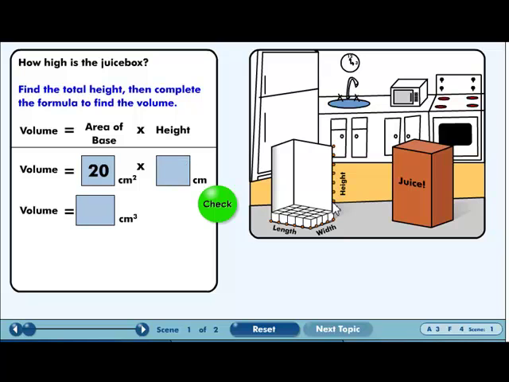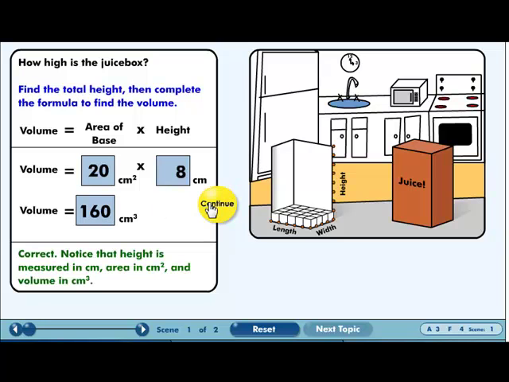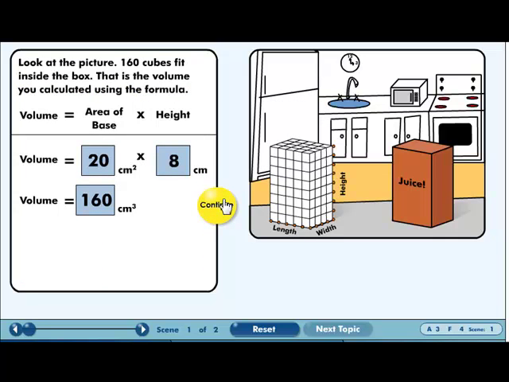All right, so let's find the total height. It is 1, 2, 3, 4, 5, 6, 7, 8. So let's put in 8. And 20 times 8 is going to be 160, if I am doing that math in my head correctly. And that is correct. Now it is 160 centimeters cubed. That means there are going to be 160 cubes in this juice box. All right, look at the picture. 160 cubes fit inside the box. This is the volume you calculated using the formula, the area of the base times the height.